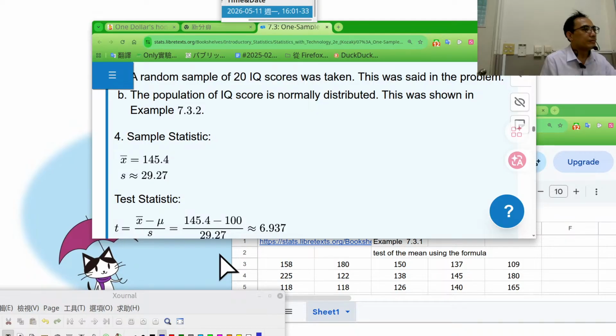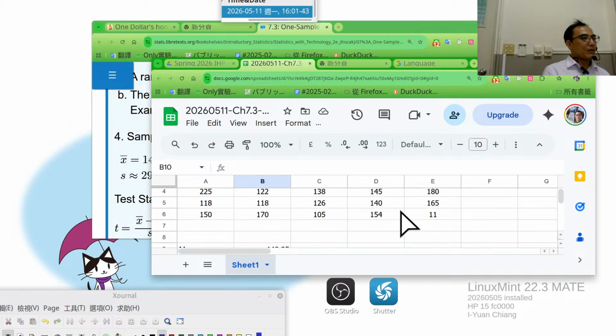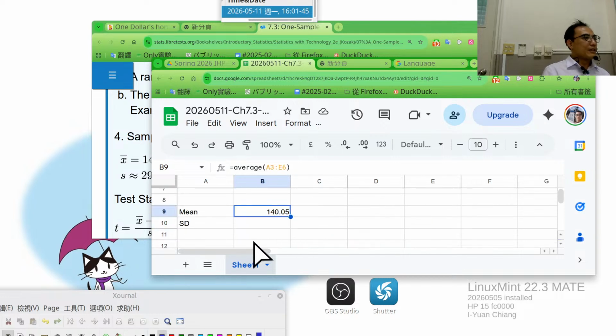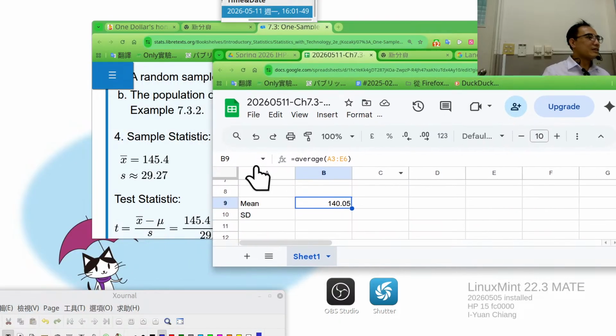Okay, next part here, that's 145.4. But my answer is about 140. So which one do you think is correct? From the textbook, the X bar, the sample average, is 145.4, but my calculation is 140.05.